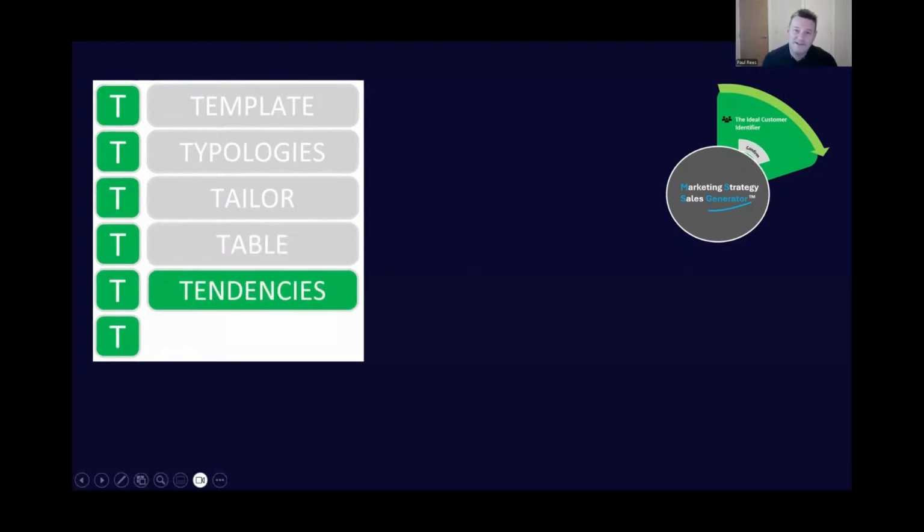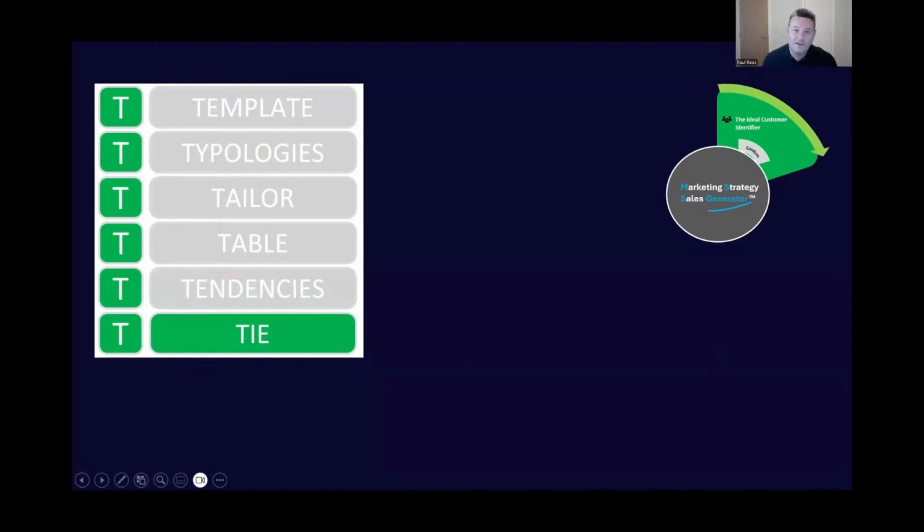Next is the tendencies. So what do I mean by tendencies? It's the key features of your target personas that will be captured within the persona table. It's important to help capture all the persona attributes which will help inform your offer, your messaging, and marketing activities.